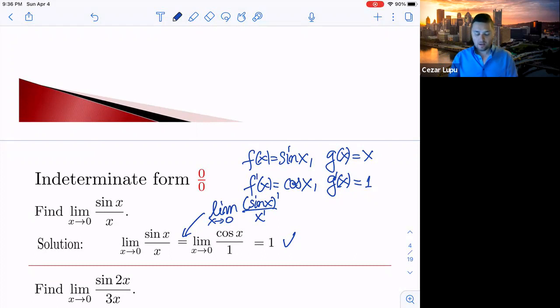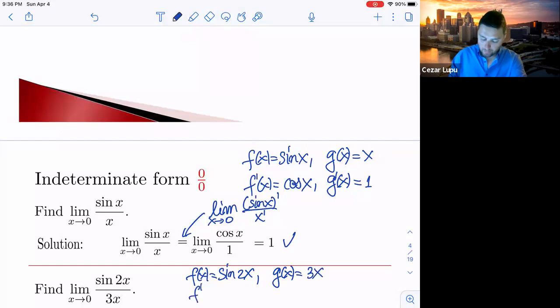In this case, f of x is sine of 2x, and g of x is 3x. To compute the derivative, well, by the chain rule, sorry, I said quotient rule, but it's actually chain rule, f prime of x will be 2 times cosine of 2x, and g prime of x is 3.